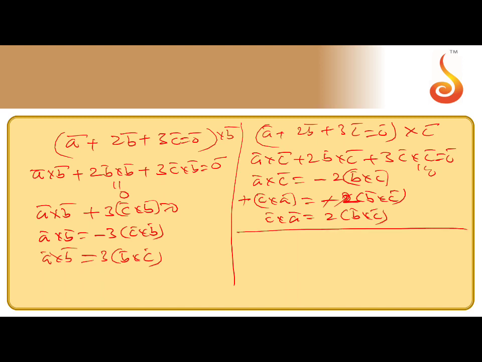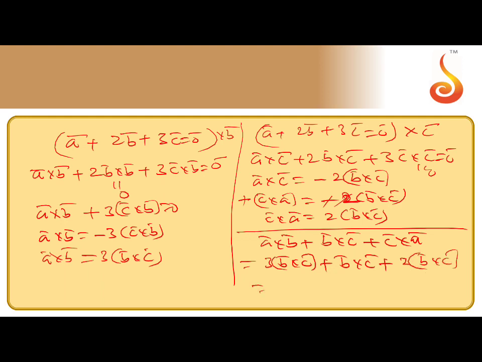So now our job is to find A cross B plus B cross C plus C cross A. So what is A cross B value? 3 times B cross C. So next again B cross C, and C cross A is 2 into B cross C. So 3 plus 1 is 4, plus 2 is 6 into B cross C is the answer for this one.